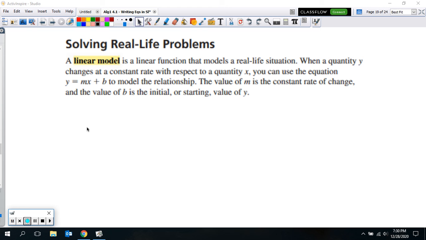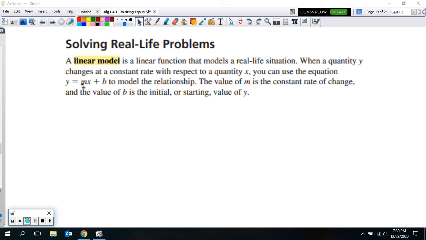together. A linear model is a linear function that models a real-life situation when a quantity y changes at a constant rate with respect to a quantity x. You can use the equation y equals mx plus b to model the relationship. The value of m is the constant rate of change, and the value of b is the initial or starting value of y. So it's everything we've already learned, just now put into a real-life situation, and we can use this model of y equals mx plus b to help us figure this out.